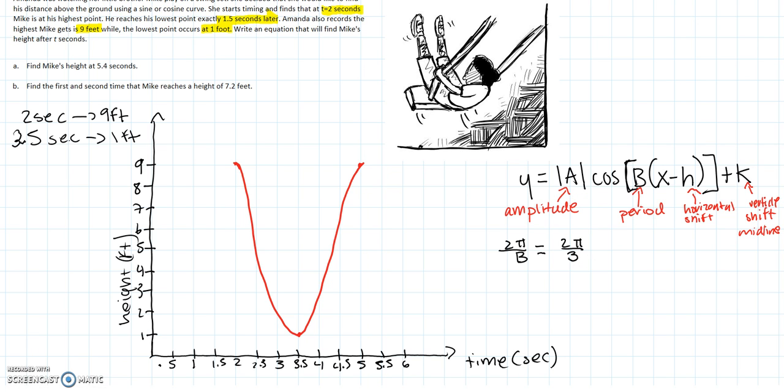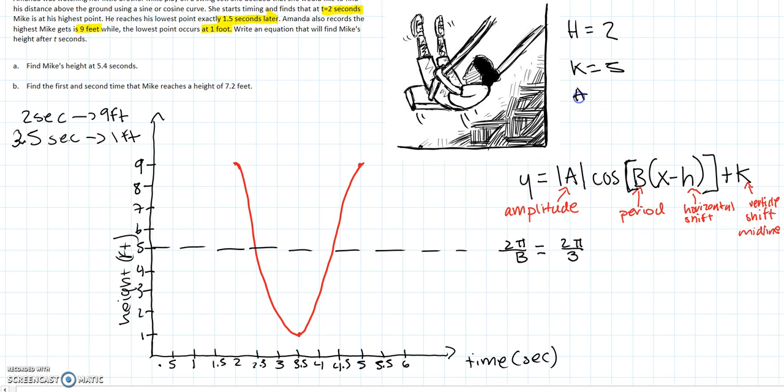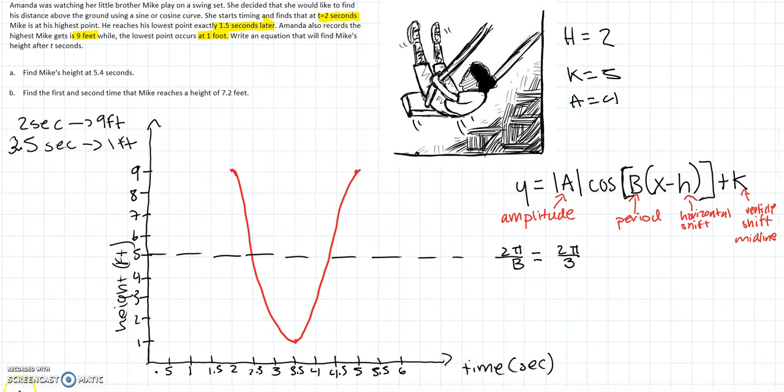That's why I wrote 2 pi over 3. To start writing our equation, we could see that our graph starts at 2 seconds, which means that our horizontal shift is 2. And knowing our amplitude, we know that our highest point is 9 feet and our lowest is 1 foot. And our midline is 5, which is also our k. By this, we know that our amplitude will equal 4. Now we could write our equation and put it together.